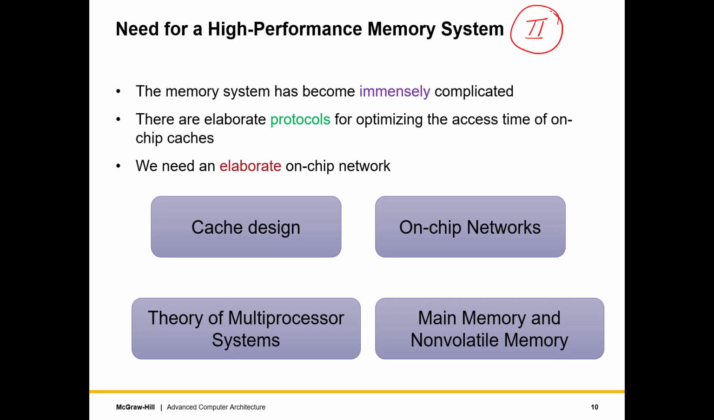Over the years, in a multi-core system, we need a very high bandwidth and low latency memory system. As a result, a lot of architectural tricks have to go into designing the memory system. Consequently, the memory system has become immensely complicated. There are elaborate protocols for everything, particularly for optimizing the access of on-chip caches. I'll tell you in a second what I'm talking about. If we consider a chip, we have a large number of cores in here. We also have a large amount of on-chip memory. The on-chip memory is known as an on-chip cache.